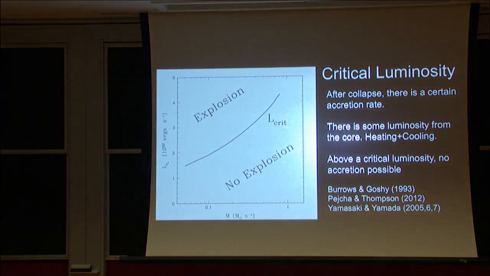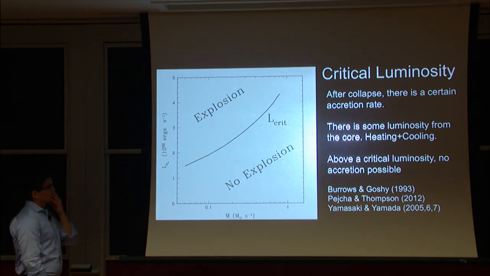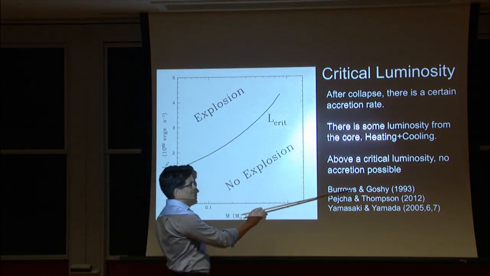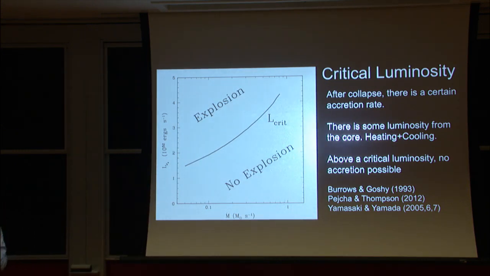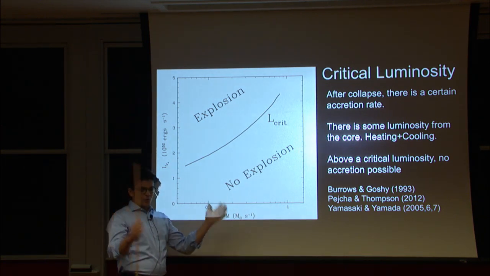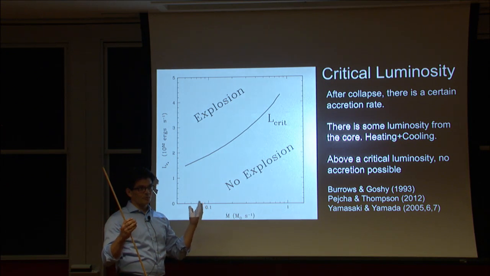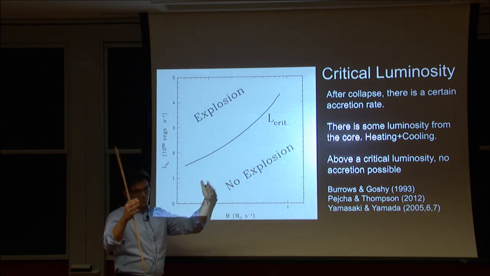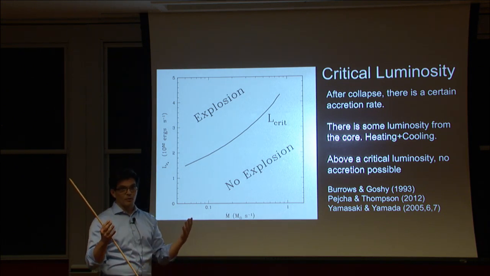The thing I was specifically interested in is this thing called the critical luminosity. So Adam rears his head again. Burrows and Goshy in 1993 showed something very important, I think, for the supernova literature. I said that after a core collapses, matter falls in. It falls in because there's no pressure support. Once the iron core collapses, then the inner parts fall in, fall in, fall in. And if there's no explosion, they just fall in and make a black hole.